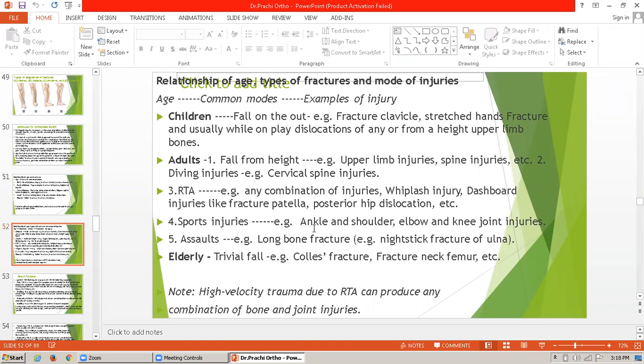Sports injury, for example, ankle and shoulder, maybe elbow and knee joint injury. Assault, for example, a long bone fracture, like a nightstick fracture of the ulna. And in the elderly, there is a trivial fall, for example, Colles fracture and fracture neck of femur, etc. are seen. So, high velocity trauma due to RTA can produce any combination of bone and joint injuries.